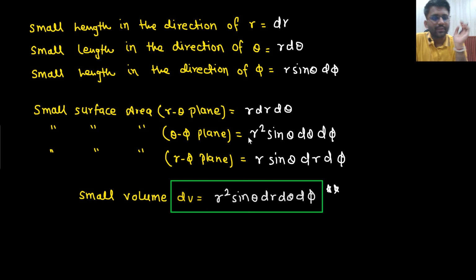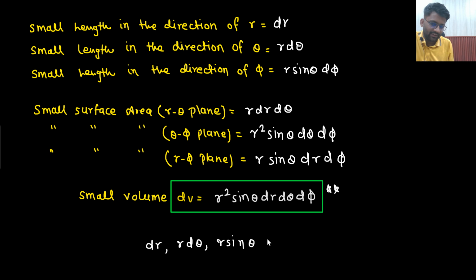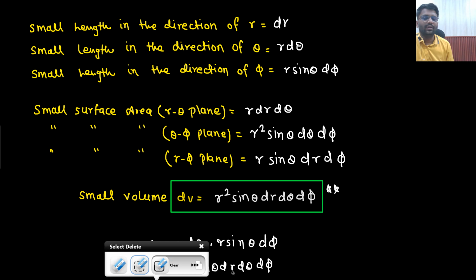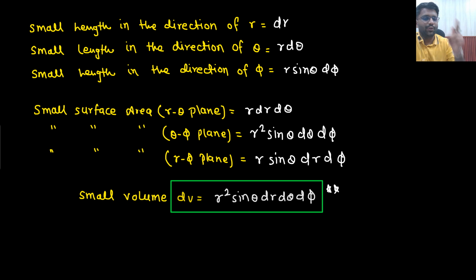Is it tough to remember? No, sir. In the direction of r, how much you moved? Dr. In the direction of theta, how much you moved? Sir, r d theta. In the direction of phi, how much you move? Sir, r was there, this angle was theta, so r sin theta d phi. On the xy plane, the projection will be r sin theta d phi. So this much we move. Simply multiplication of all of them will be r square sin theta dr d theta d phi. That's it. This will be the volume. So it is not very tough to write down.